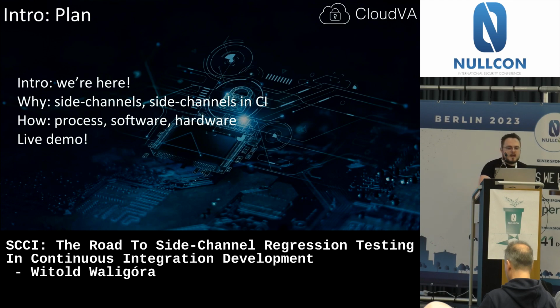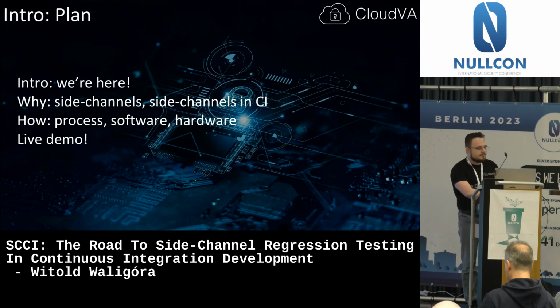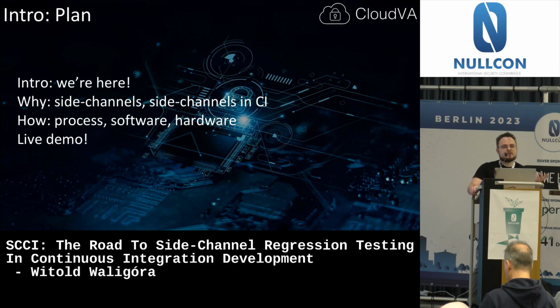So, intro, we're here. Why should we do side channels, and why should we do side channels in CI? And then how. In a process, so how do you build a development process with side channels integrated? What software do we use? What hardware do we use? And, of course, live demo after.